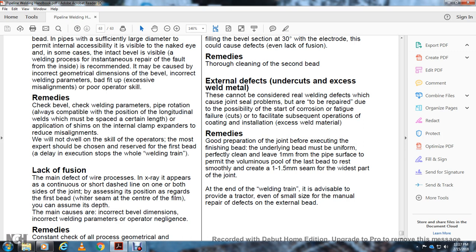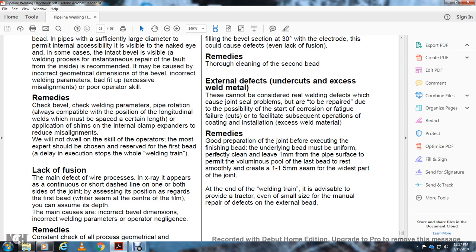Alright, remember the good preparation of the joint before the execution of the finishing bead, with the underlying bead, but it must be uniform and perfectly clean, within 1 millimeter of the pipe surface, to permit the voluminous pull on the last bead, with the rest smoothly created at 1.4 to 1.5 millimeters, with the widest part of the joint.